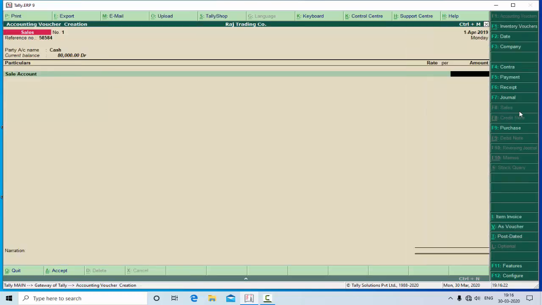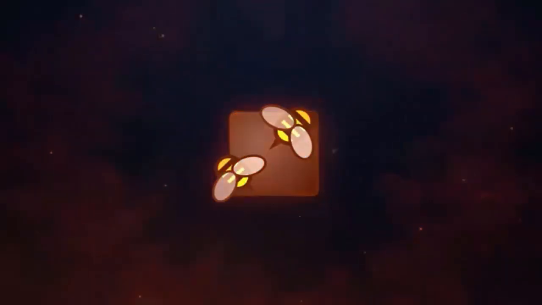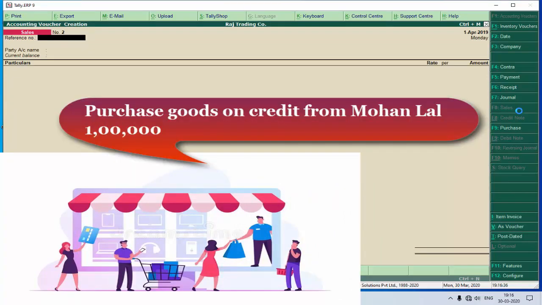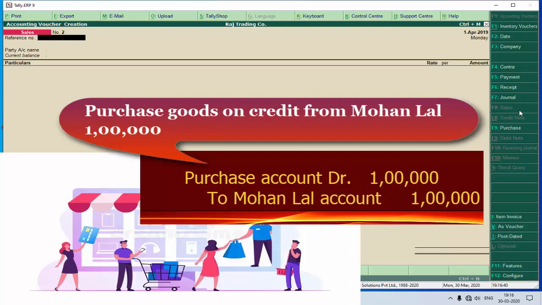Select the sale account which is already created, so enter the amount here, 15,000, and narration: sold goods for cash. I think you understand. And the next entry is purchase goods on credit from Mohanlal, 1 lakh. So when the goods are purchased on credit, then the entry will be recorded in the purchase voucher.